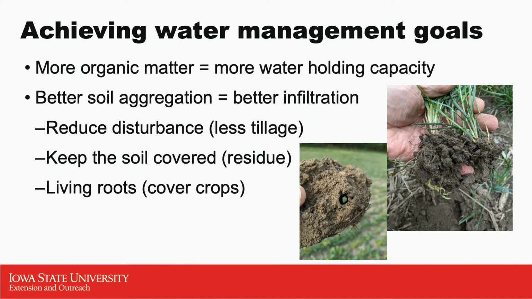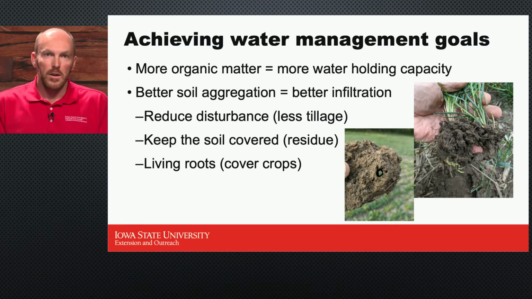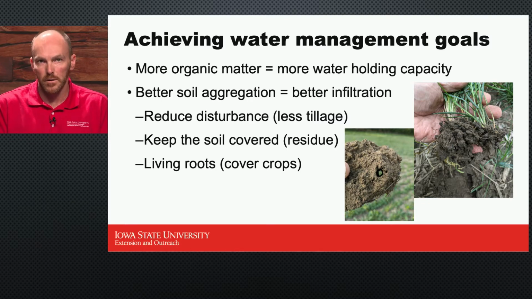So if we think about achieving those water management goals, there's really two things to focus on. One is to try to increase the amount of organic matter in the soil, because organic matter can hold several times its weight in water. So the more organic matter you have, the more water holding capacity you're going to have in that soil. And the second is to increase the amount of soil aggregation that we have, because that improves the ability of that soil to infiltrate water. And has a lot of other benefits as well. Those pore spaces allow for more air, more oxygen into the soil, which also is a benefit for crop production.